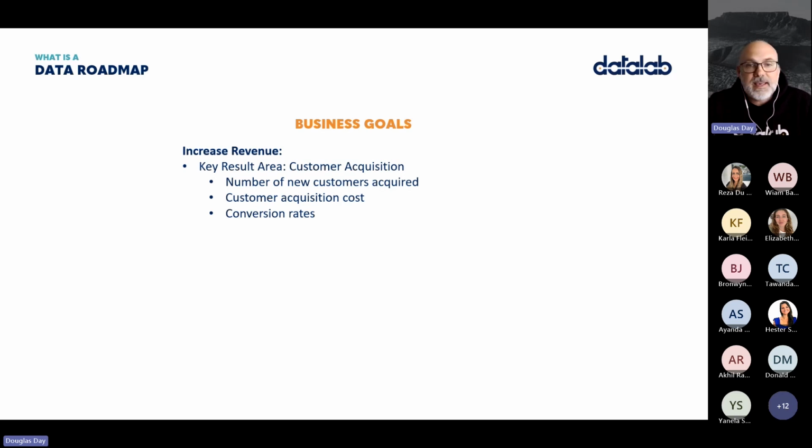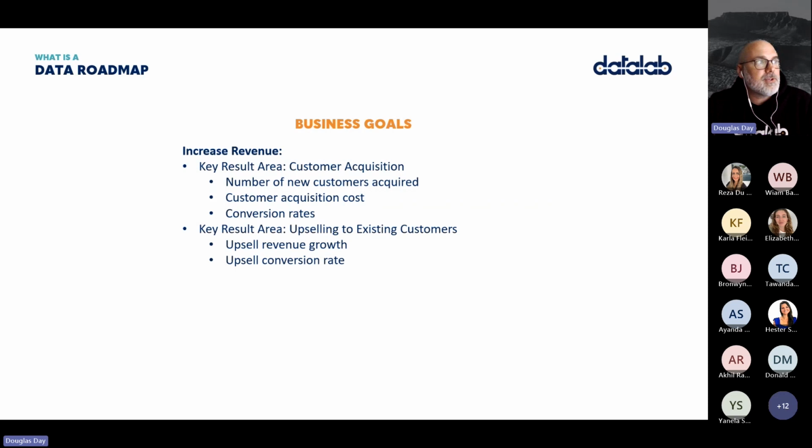And then we define key KPIs that actually roll up into that key result area. So in this example, it might be the number of new customers acquired, customer acquisition costs, and conversion rates. And we might find other key result areas as well that we can use. So for example, for existing customers, looking at upselling opportunities. And so we can use these kinds of frameworks or tools to help us define how we can deliver on business goals.